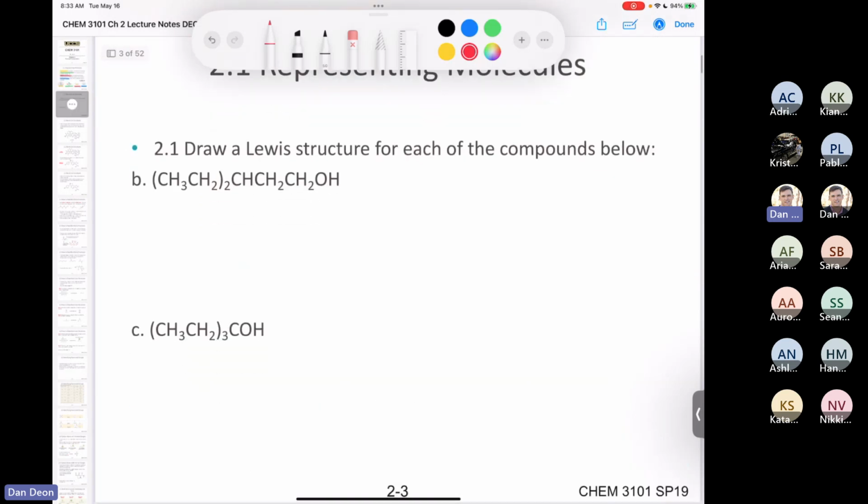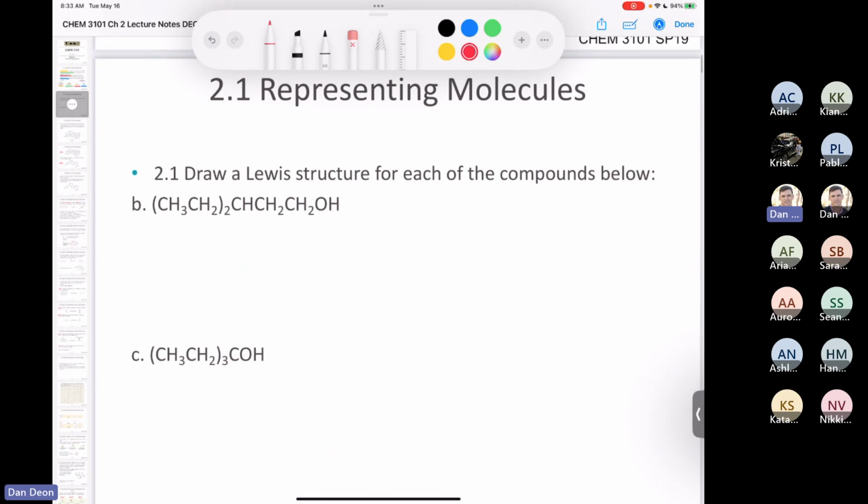All right, so let's see if we can draw a Lewis structure for each of these compounds. And you can see that they've clustered some of the groups together. So we've got this first one. So in B, you know what I'm going to do? I'm going to start with this CH group here.